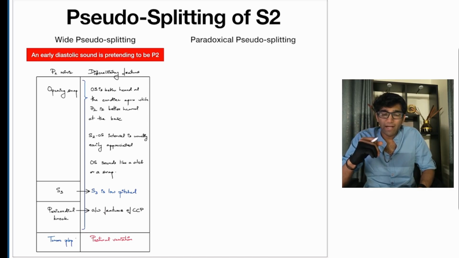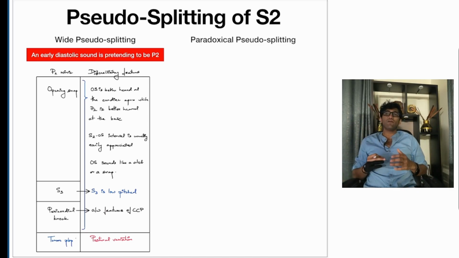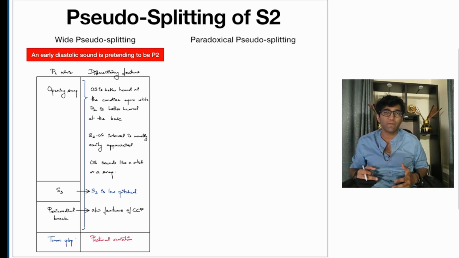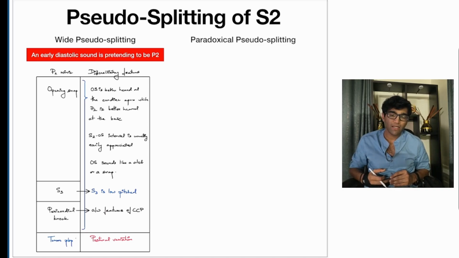Now, what about the pericardial knock? A pericardial knock is just an S3, but it occurs in a patient with chronic constrictive pericarditis. So there will be other features of chronic constrictive pericarditis rather than the normal causes of S3, that is high output cardiac states. And tumor plop, like I've already discussed, would show postural variation. So please think through this. It will become quite obvious.